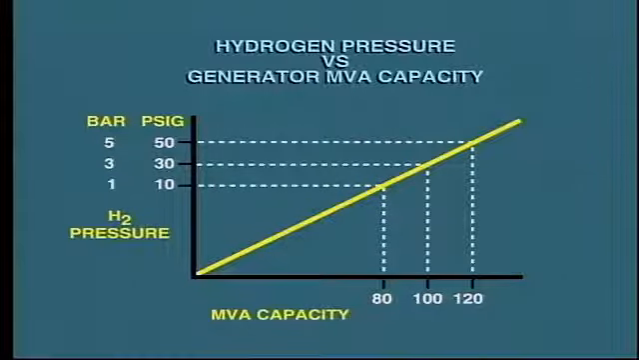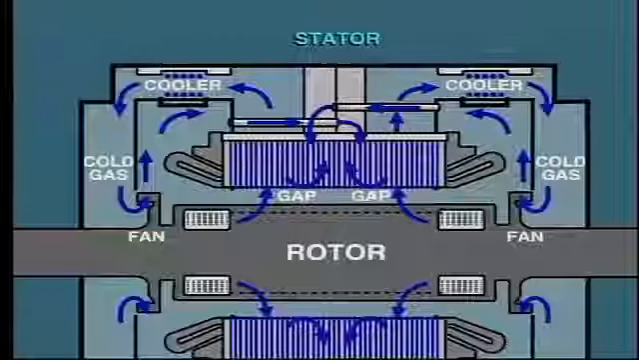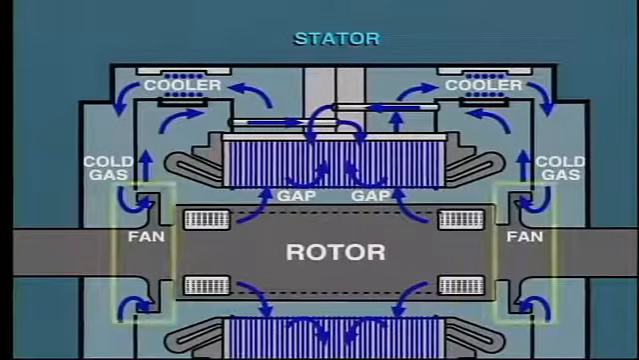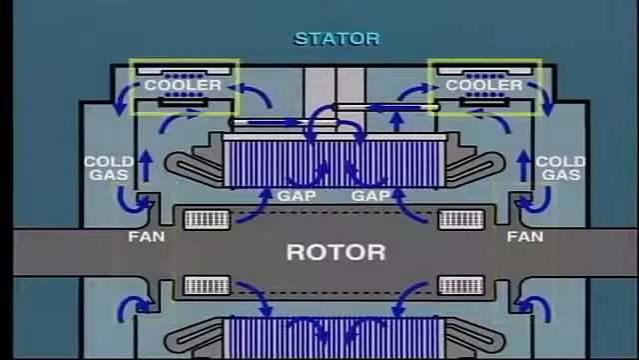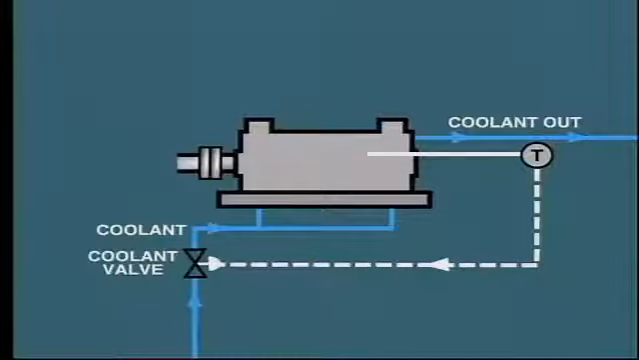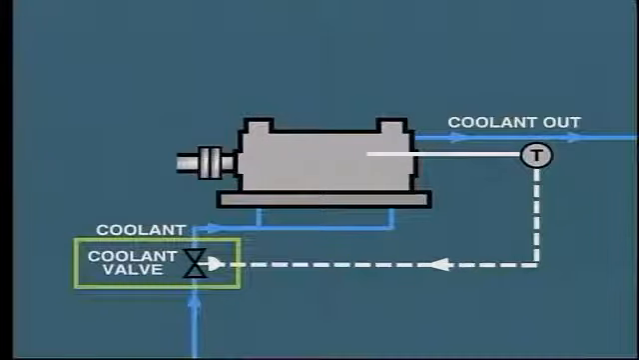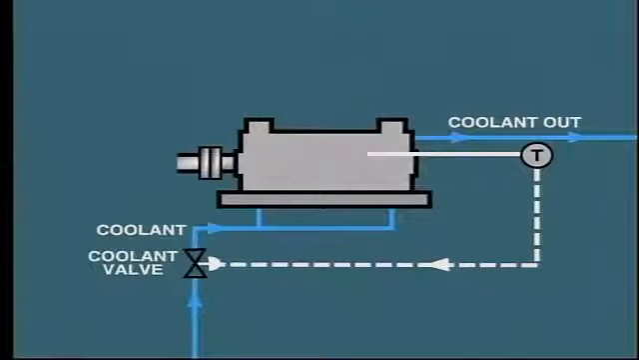Actually, the higher the hydrogen pressure, the greater the cooling effect, and consequently the power output of the generator can be increased. The hydrogen is circulated within the generator by shaft-mounted fans, similar to the arrangement for air-cooled generators. The heat picked up by the hydrogen is extracted by passing the gas through water-cooled heat exchangers. Some adjustment of cooling water flow through the hydrogen coolers may be necessary to maintain the optimum temperature for the hydrogen gas. This is normally performed automatically.